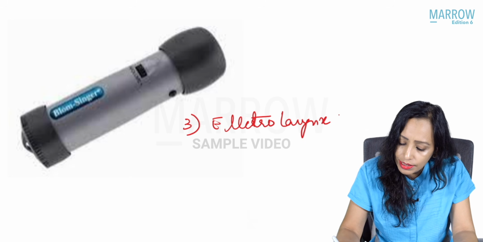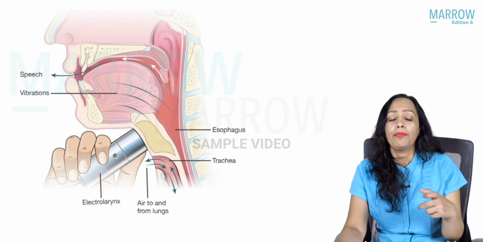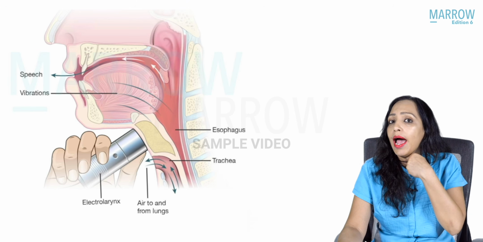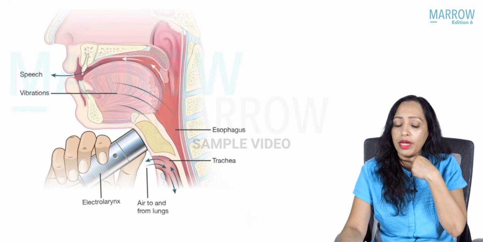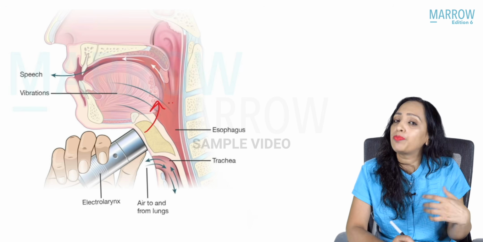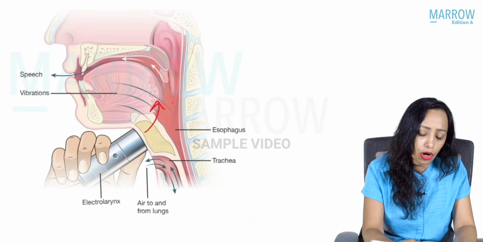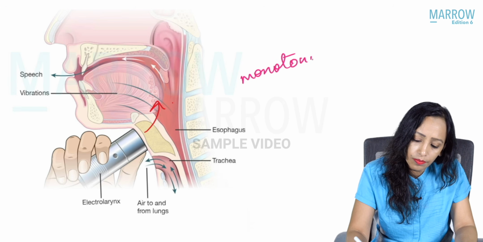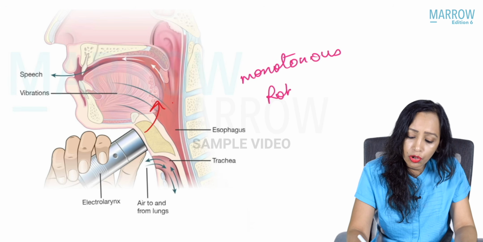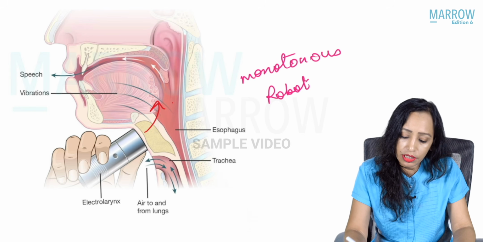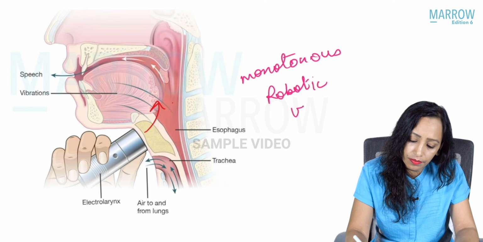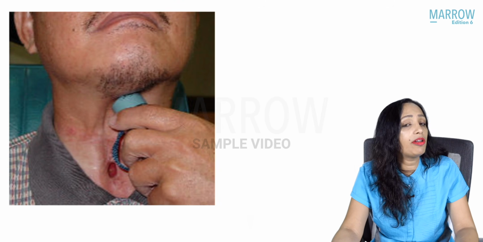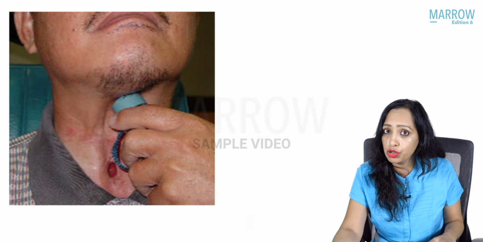Electrolarynx. Now what is this? This is a device where he places this electronic device which just produces vibrations. So it is placed against the neck and it produces vibrations, and those vibrations are used to produce speech by the patient. This produces a very monotonous robotic voice. How the robots speak, that is the type of voice these patients have. So this is how he will place it, and he will speak whenever he has to speak.